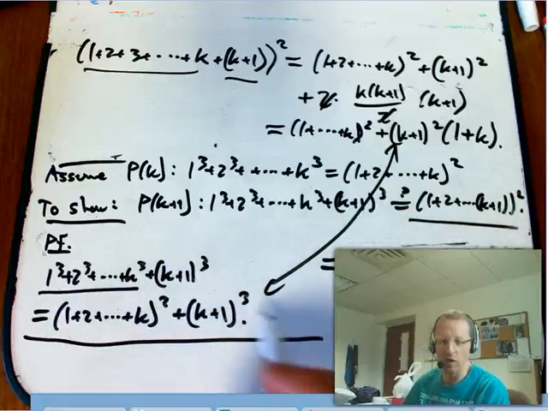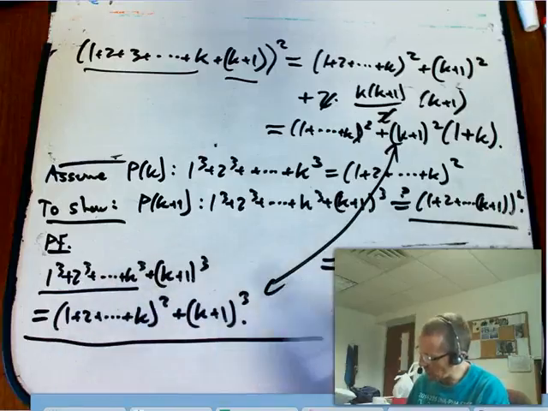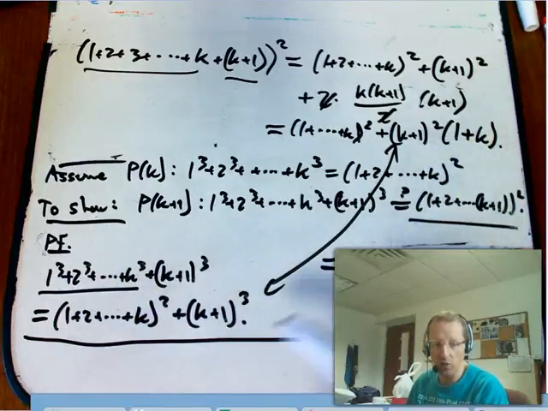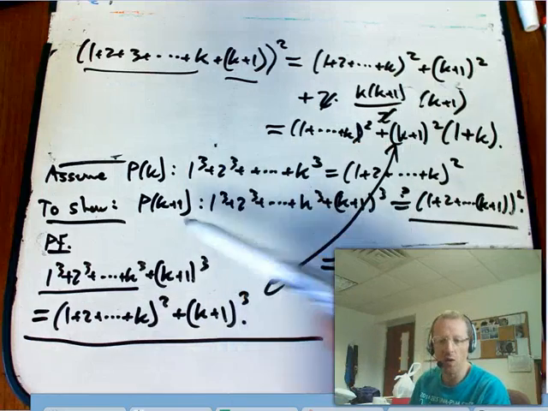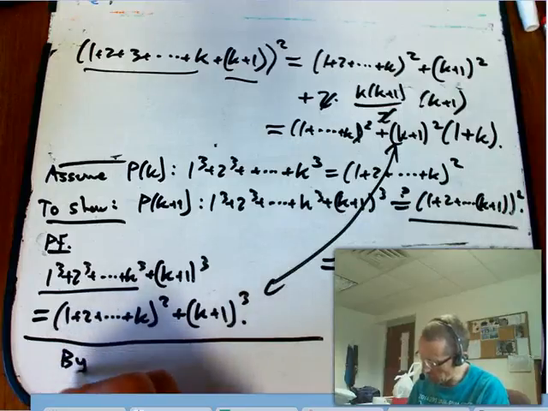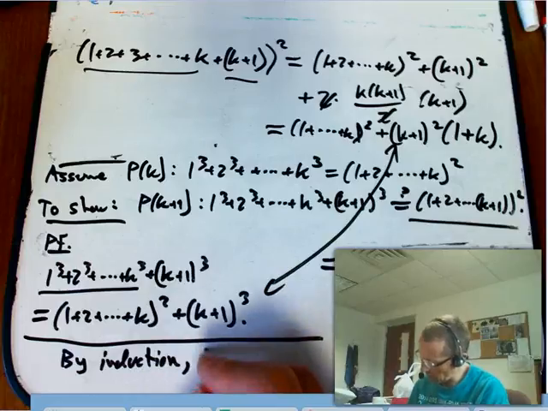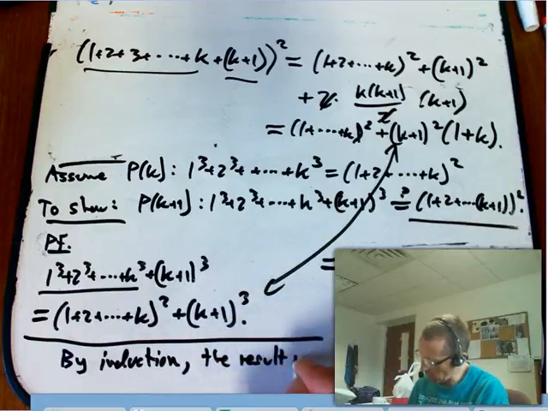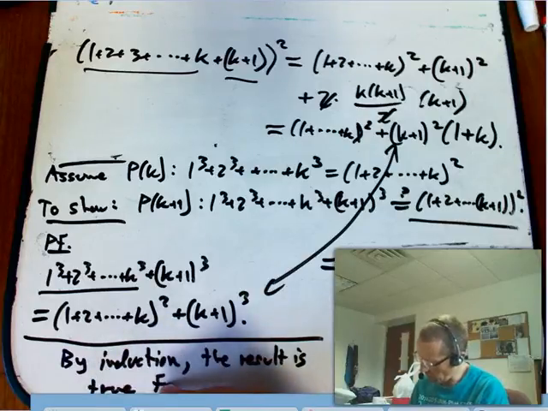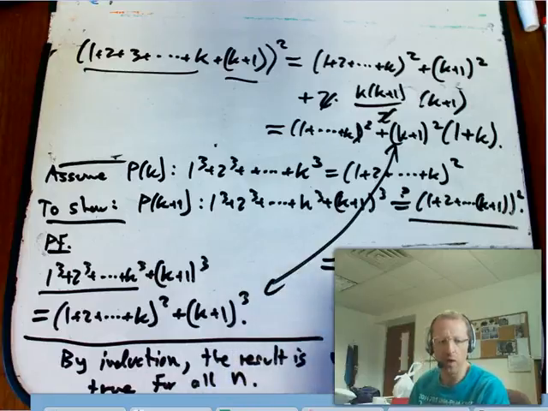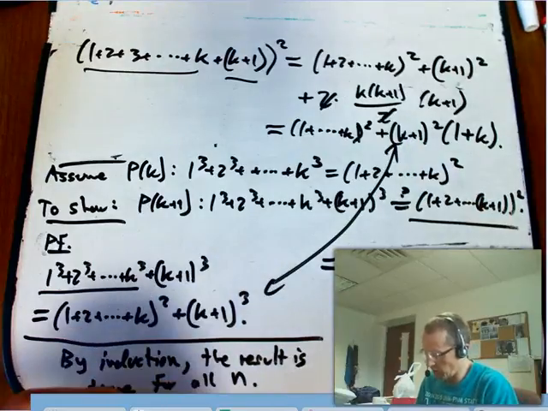Okay, I'm not doing great style in terms of where I'm putting things on the page just because my page is small. Okay, but I started from one side, got to something, started from the other side, got to the same thing. I could put this together if I wanted to as a chain of equalities. This equals this, equals this, equals this, but I don't really need to. So by induction, so that was the proof of the inductive step. That worked. By induction, the result is true for all n.